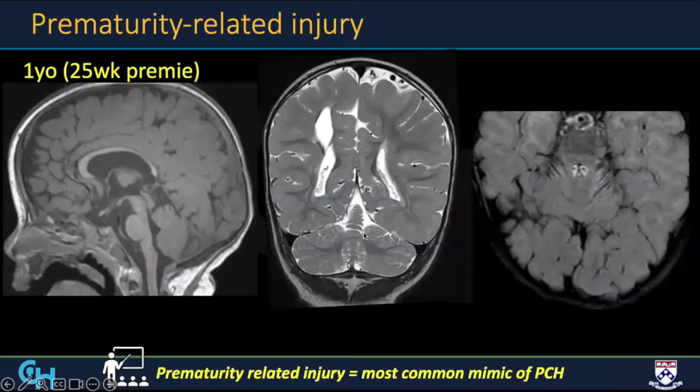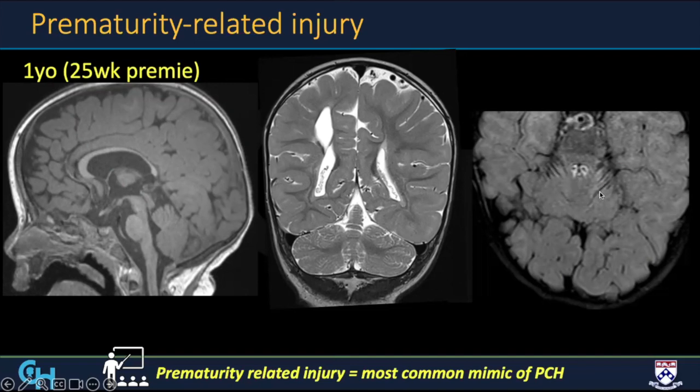rhombencephalosynapsis. But probably the most common cause of pontocerebellar hypoplasia is going to be a prematurity related injury. So, go back and take a look at the history always, look for other imaging clues to suggest the diagnosis. Here we can see a posterior predominant gliosis and necrosis. Here, thinning of the splenium and white matter signal changes, white matter injury of prematurity here. We also see that there's encephalomalacia and gliosis in the paramedian cerebellum here.